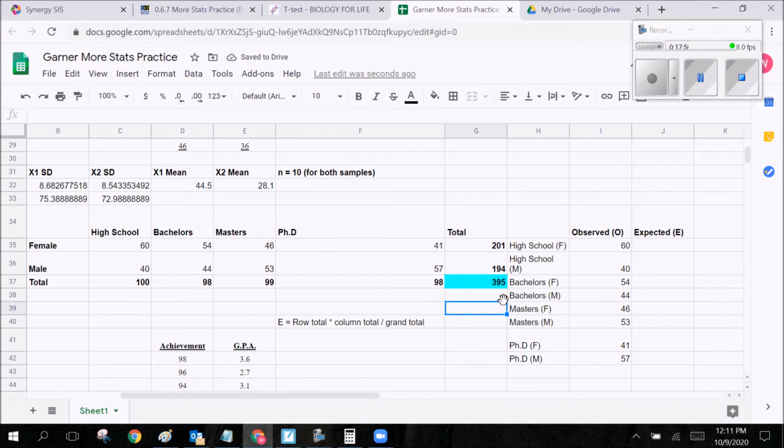All right. So now I'm going to go ahead and start doing my equation. So row times column divided by grand. So let's go to high school females. Okay, my row total is here.